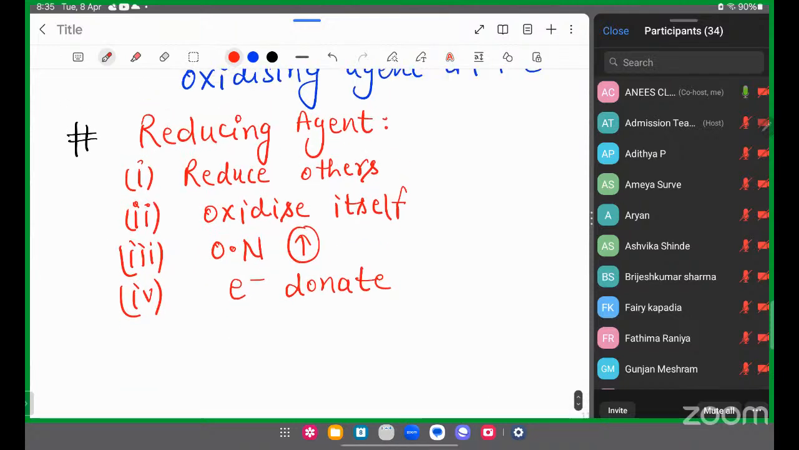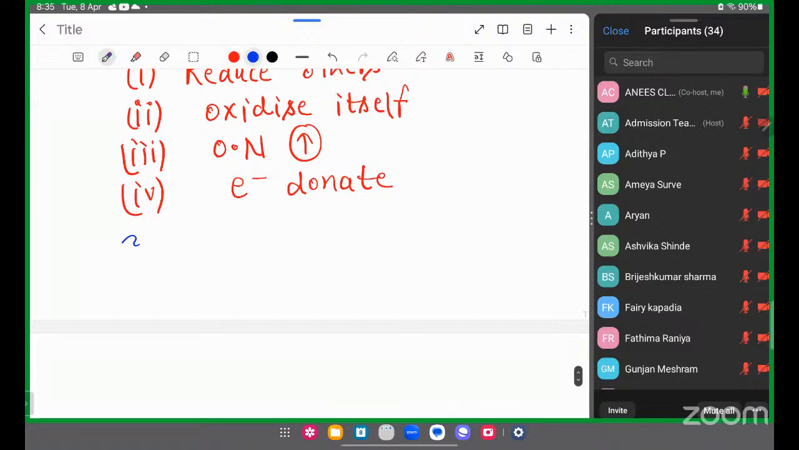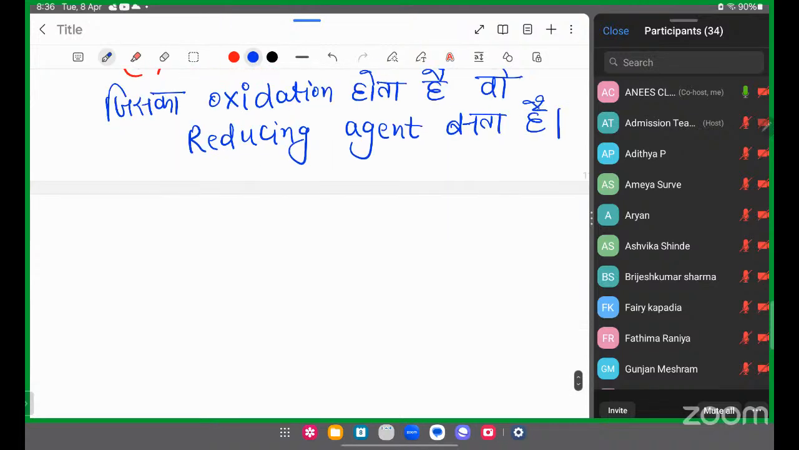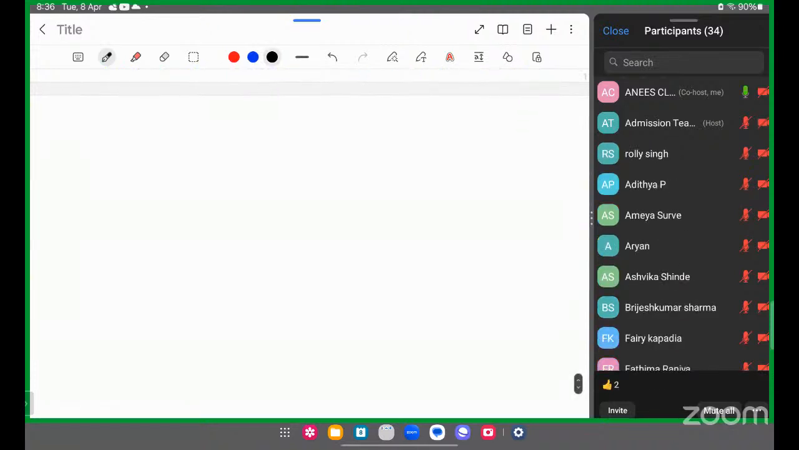In other words, we state it as जिसका ऑक्सीडेशन होता है, वो रिड्यूसिंग एजेंट बनता है. आर यू गेटिंग इट? Yes, sir. Okay, let's take some example to understand the theory.